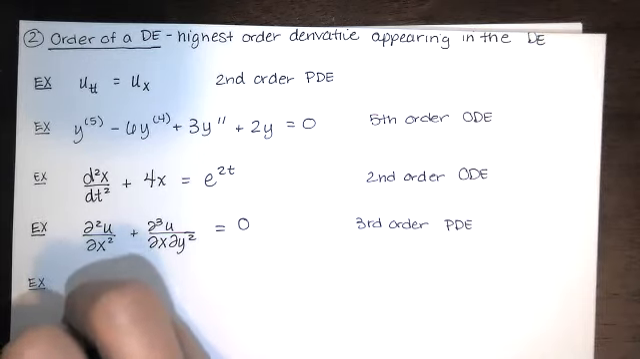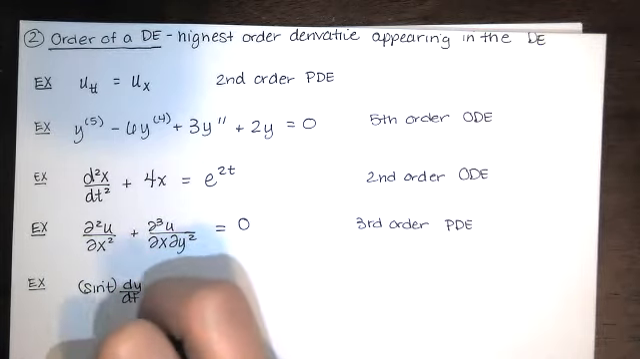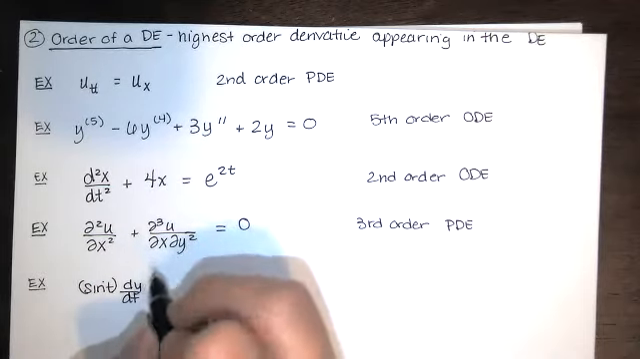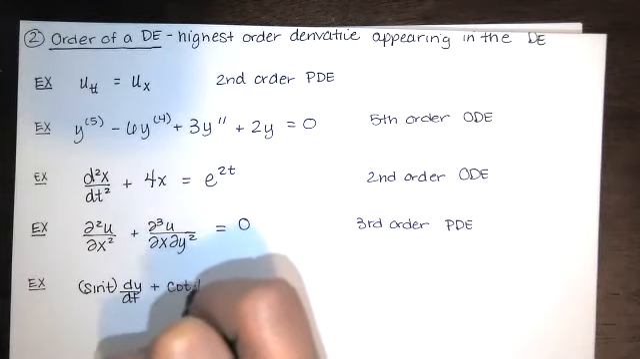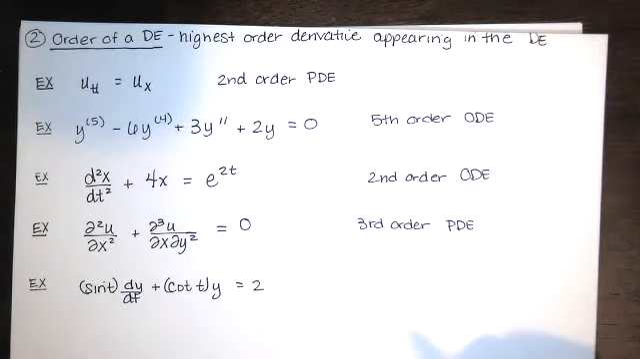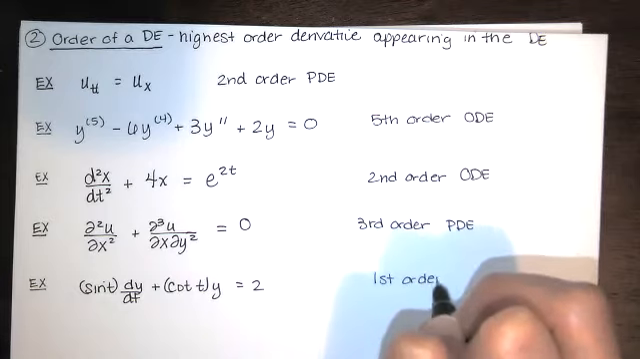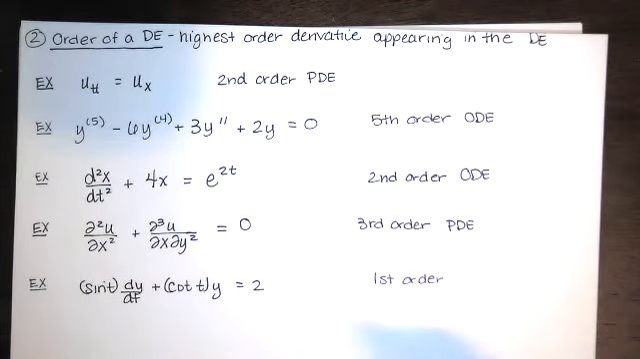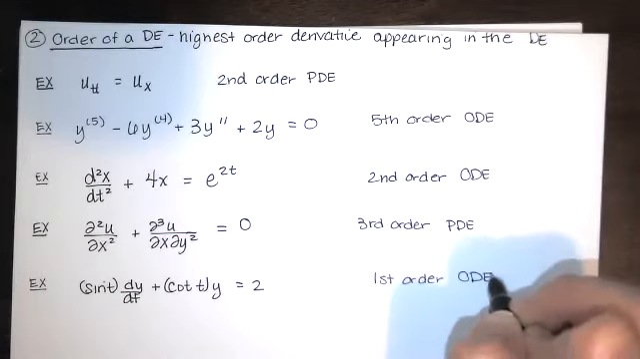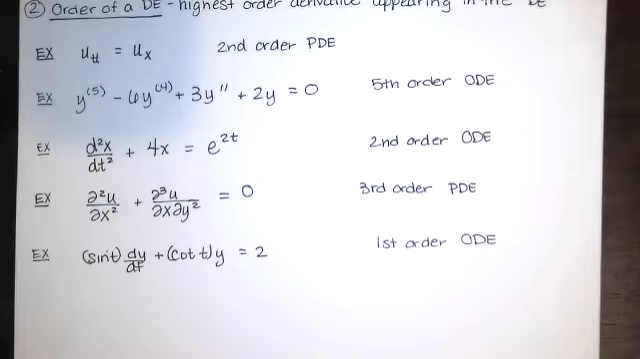Okay, now a first order differential equation might look like this. Maybe you've got sine of t times dy dt plus, let's say, cotangent of t times y equals 2. Well, there's a first derivative right there. And since that's a d, dy over dt, it's a first order ordinary differential equation. Okay.